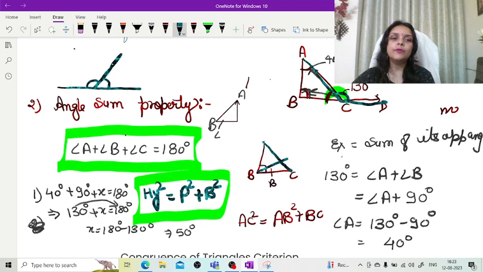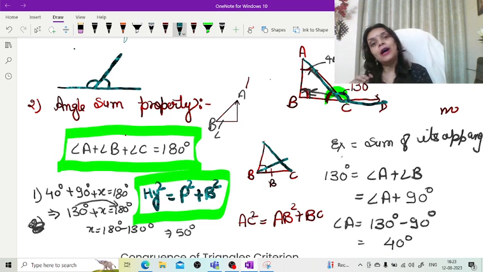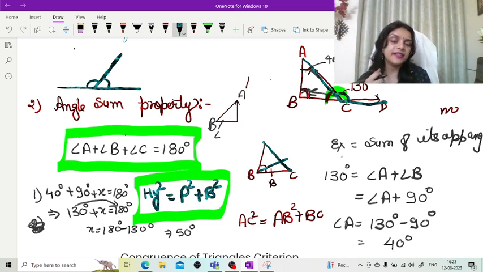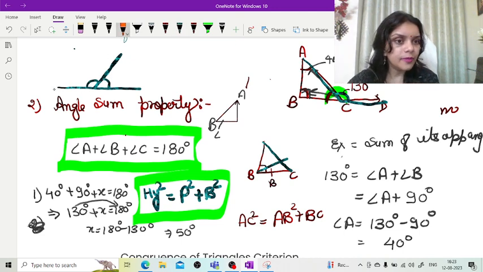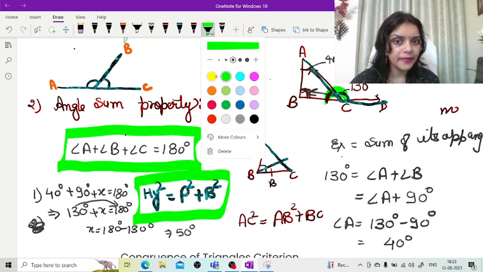So if two adjacent angles are there, right? Now the question arises, what is adjacent angle? Adjacent angle means two angles in which one side is common, right? So suppose this is A, this is B, and this is C, right? Suppose, so I said two angles.